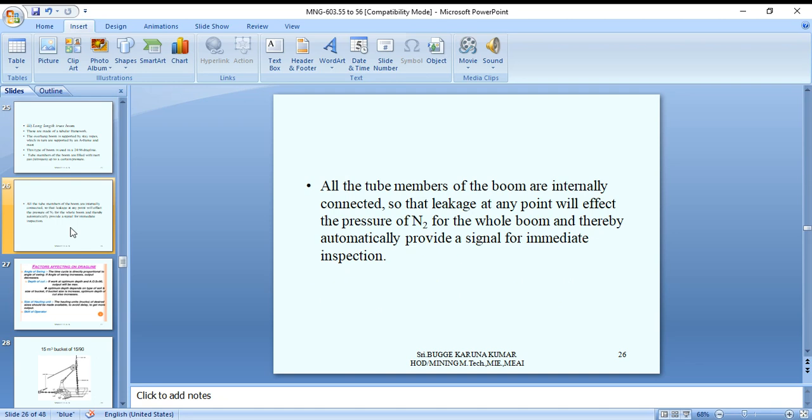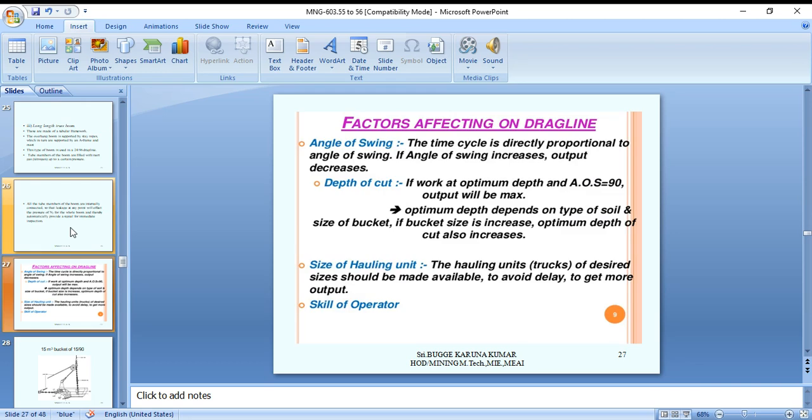Although the tube members of the boom are internally connected, a leakage at any point will affect the N2 pressure for the whole boom, and thereby automatically provides a signal for immediate inspection. If there is any wear and tear or exposure of rusty areas causing leakage of the nitrogen gas, an indication will reach the operator, and a certain provision is made in the engine room.